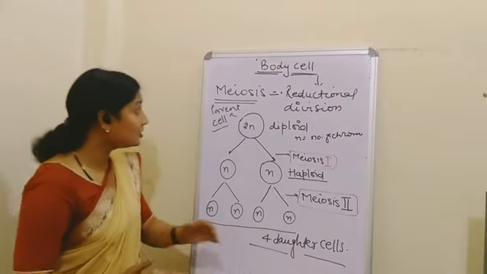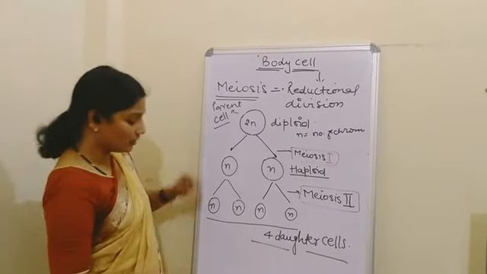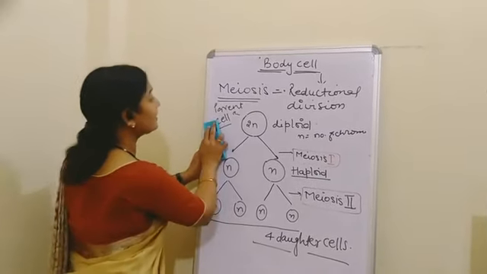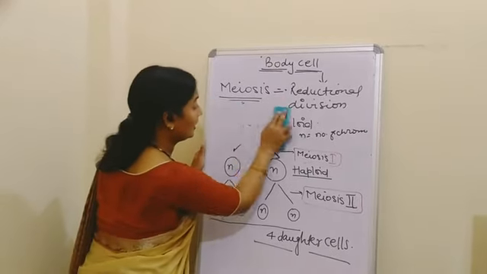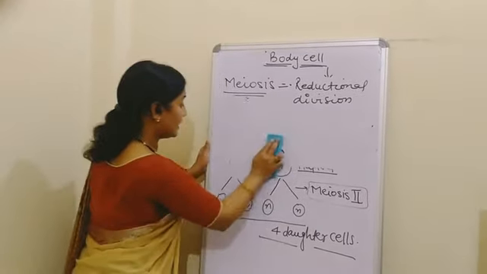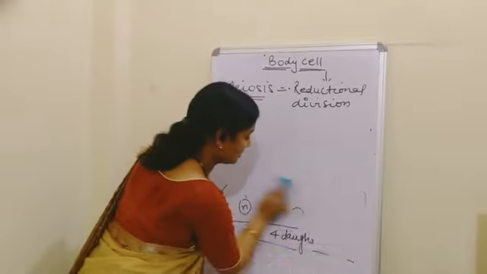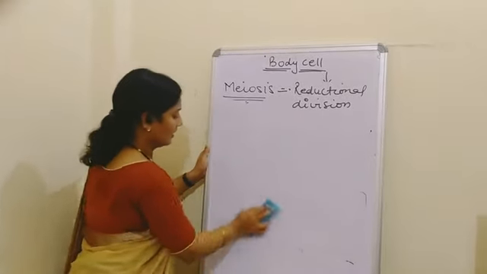Now, as I told you the definition, meiosis is also called reductional division. Now see what happens in the case of reductional division and how it comes.